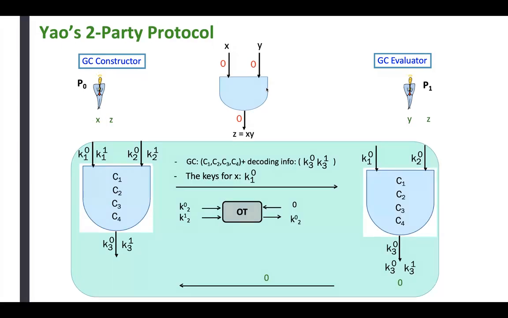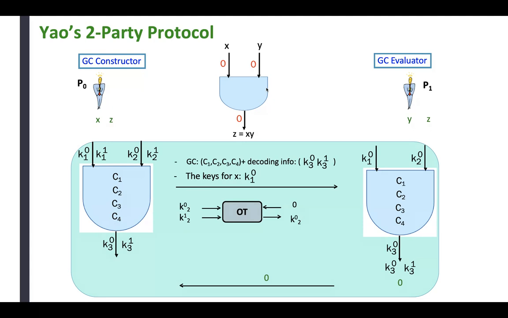So in summary, you can see that even if in this case P1 is corrupt, this is a harder case, it will not be able to learn anything about P0's input. Okay, when P1's input is 0. If P1's input is 1, right, then it learns that P0's input is 0. But that is something that it will learn anyway.